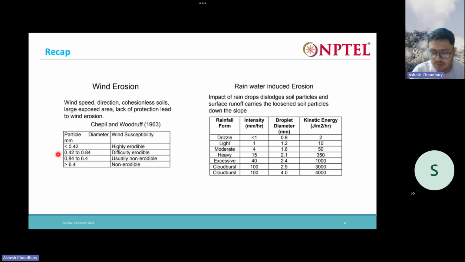Then we have rainwater induced erosion. It's given here. You can see impact of raindrops, meaning how fast it is impacting. The raindrops fall from a height, right? So it comes and impacts the soil. So this actually dislodges the soil. What does it do?